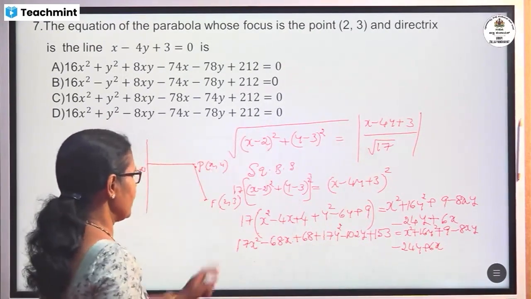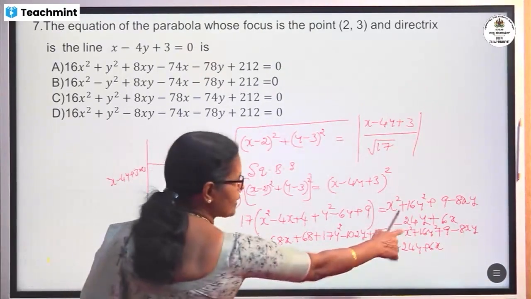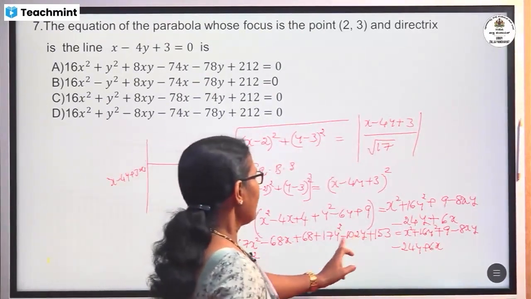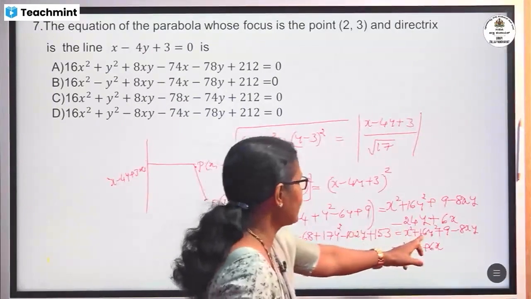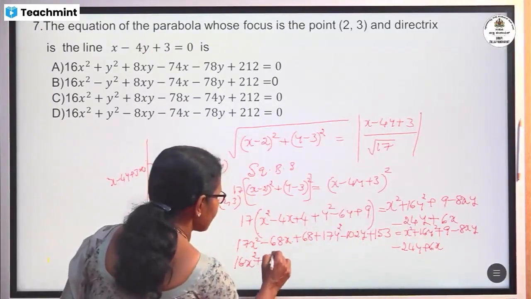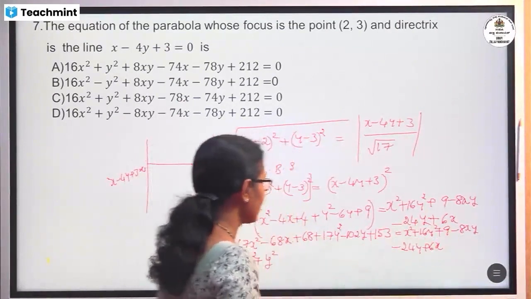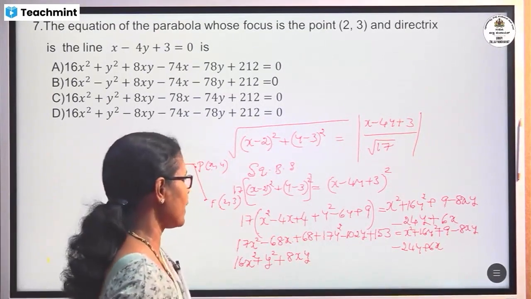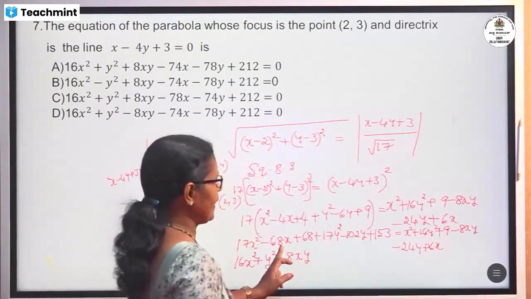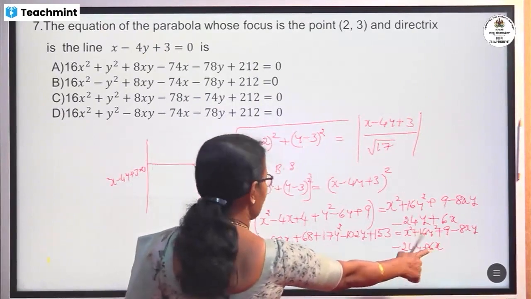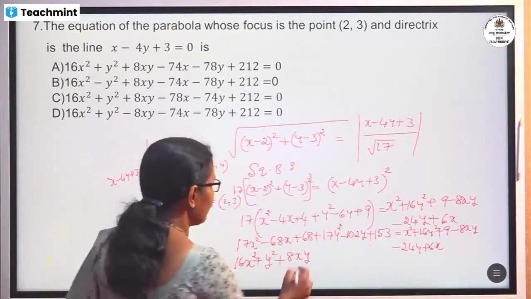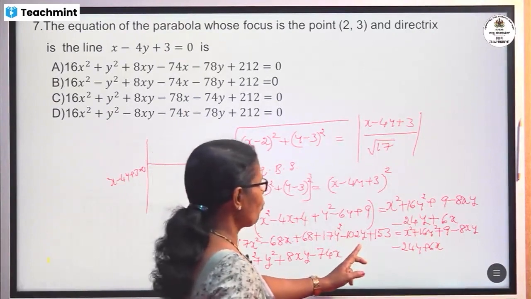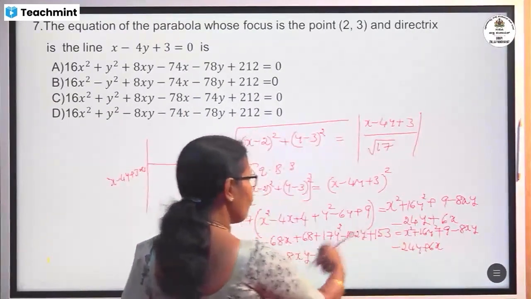When we simplify this one, 17x square is there, 1x square is here, so 16x square. And next one, 17y square, here 16y square, therefore plus 1y square. And minus 8xy is there, bring it to left hand side, then it becomes plus 8xy. Then 68x, here 6x, bring it to left hand side, then we get minus 74x. And 102y, here minus 24y.